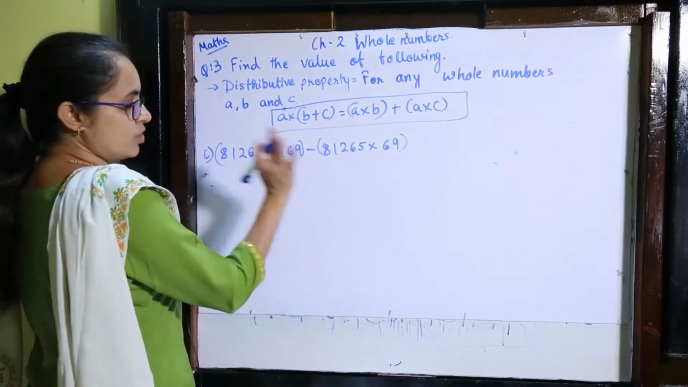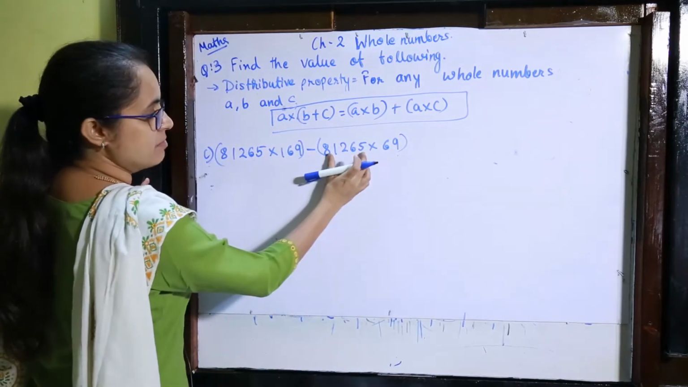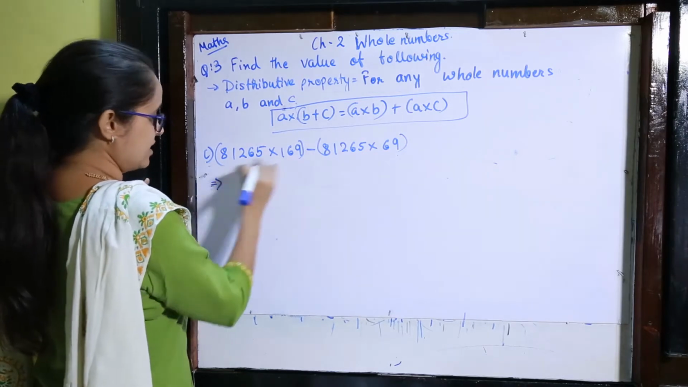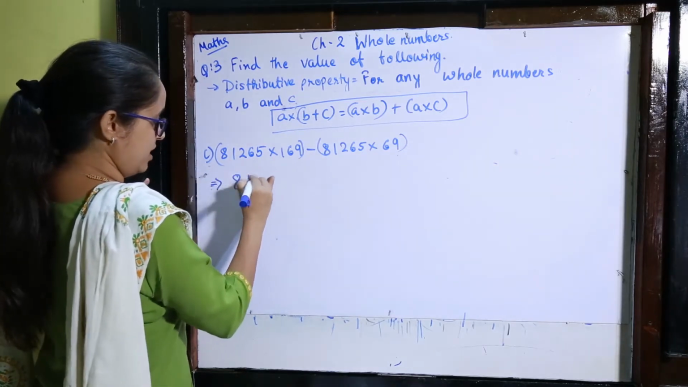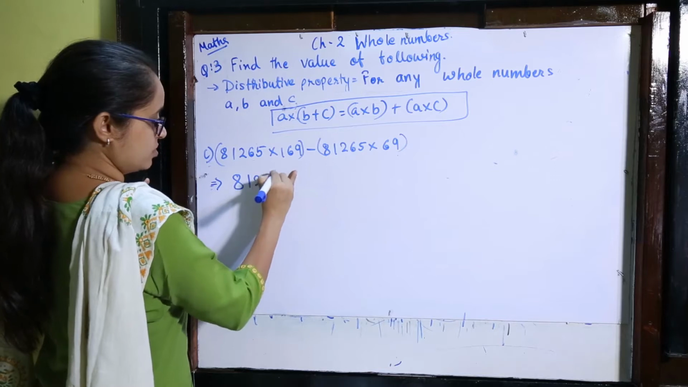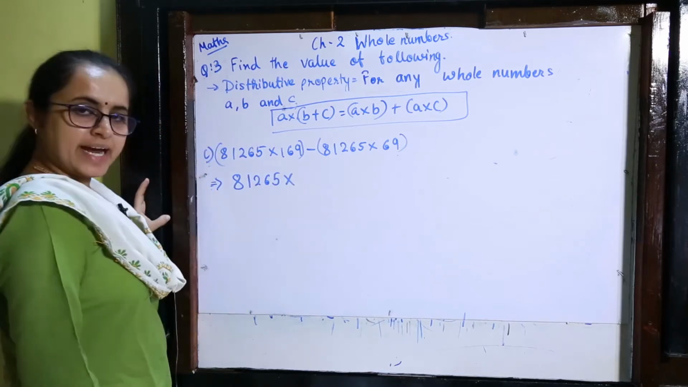Here also you can see this number is the same here. So keep it out of the bracket. So 81,265 is outside the bracket.